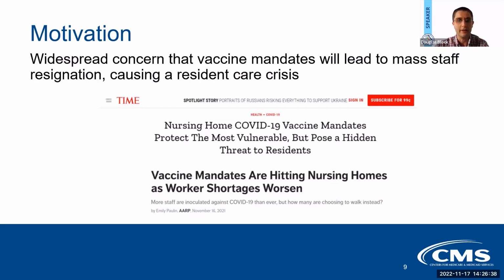And as you see from these headlines, these are just two headlines. I'm sure you could find probably a couple dozen more. Time Magazine was discussing it, the AARP. I think there's stuff in New York Times, Washington Post, and a variety of other local sources. Next slide, please.